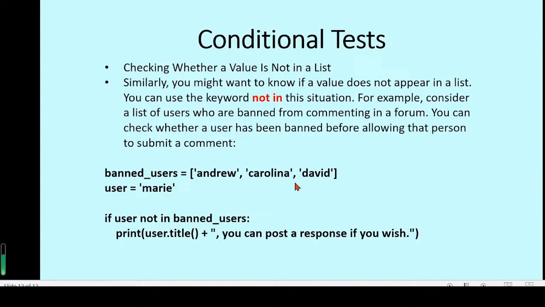So this is a list of banned users with 3 people. So another user called Mary. So if user not in banned_users, we will print the user's title form, you can post a response if you wish. Because this user's value, Mary, is not in this list, this conditional test will be true. So this message will be printed out.